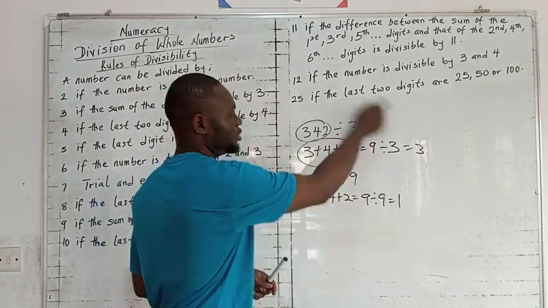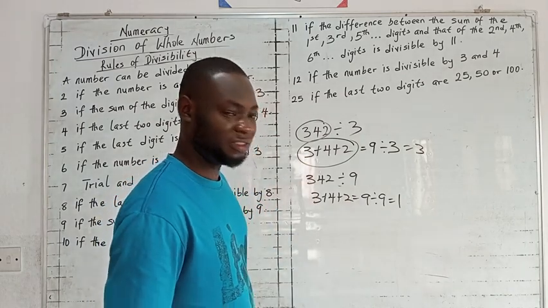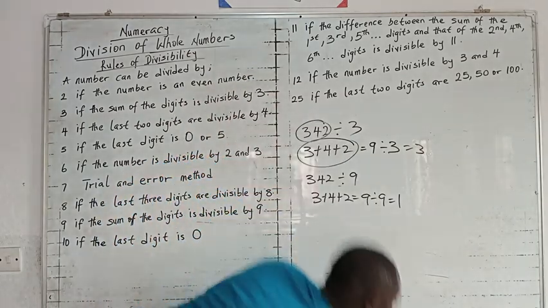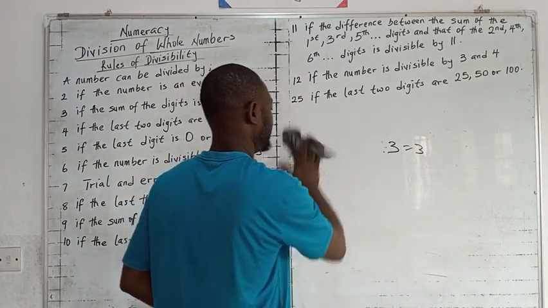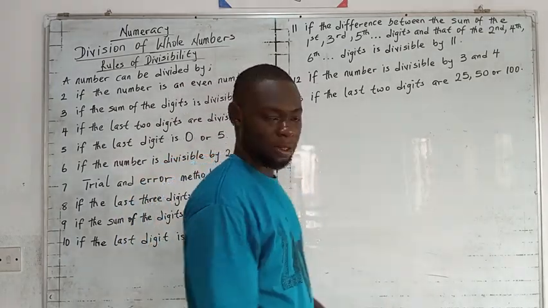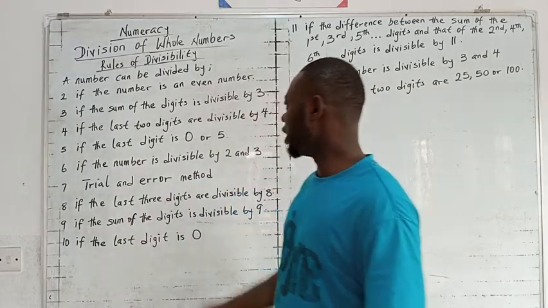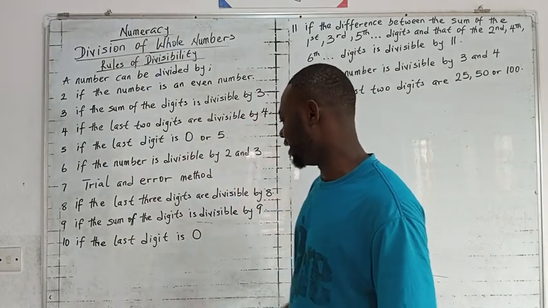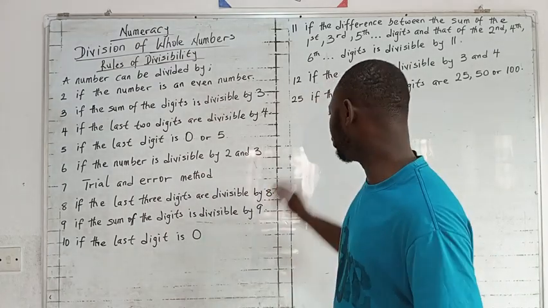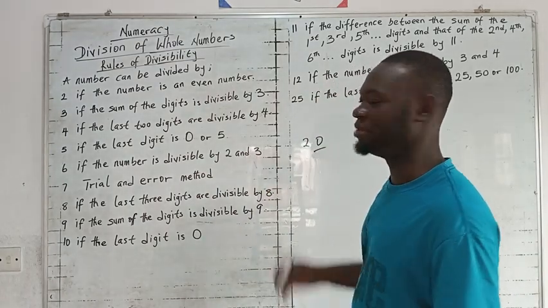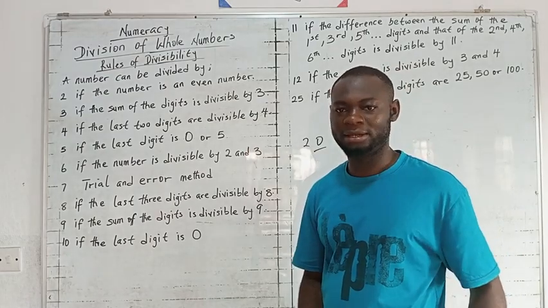This is what we call a test of divisibility. But we'll still do it properly to test these rules. Then a number can be divided by 10 if the last digit of that number is 0. All numbers ending with 0 can be divided by 10.